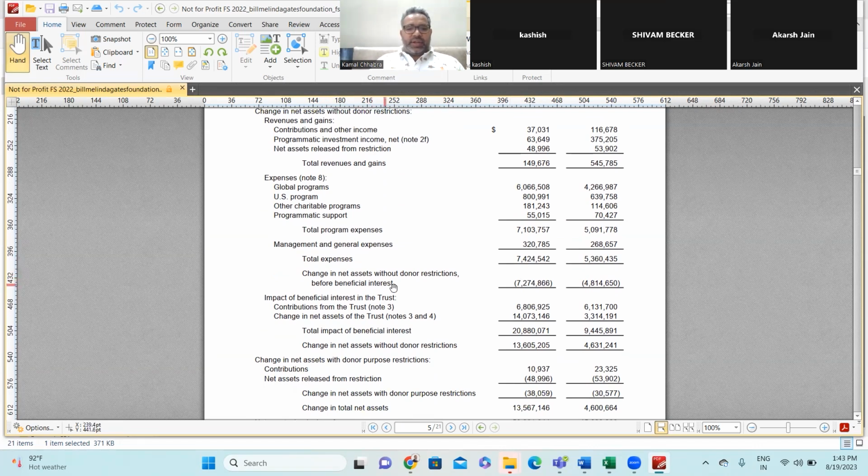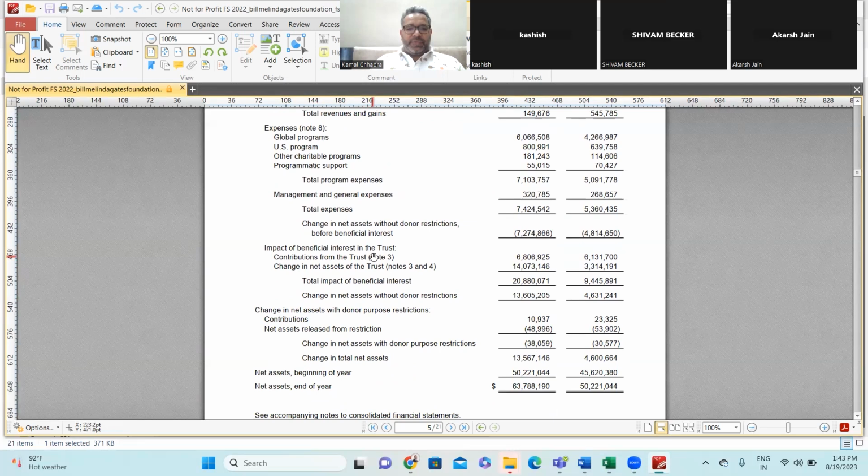And then change in net asset without donor restriction. After the impact of beneficial interest, which is contribution from the trust, how much contribution the trust has made this year, plus change in the net asset of the trust. That is your total impact of beneficial interest. And then lastly it will result in change in net asset without donor restriction.